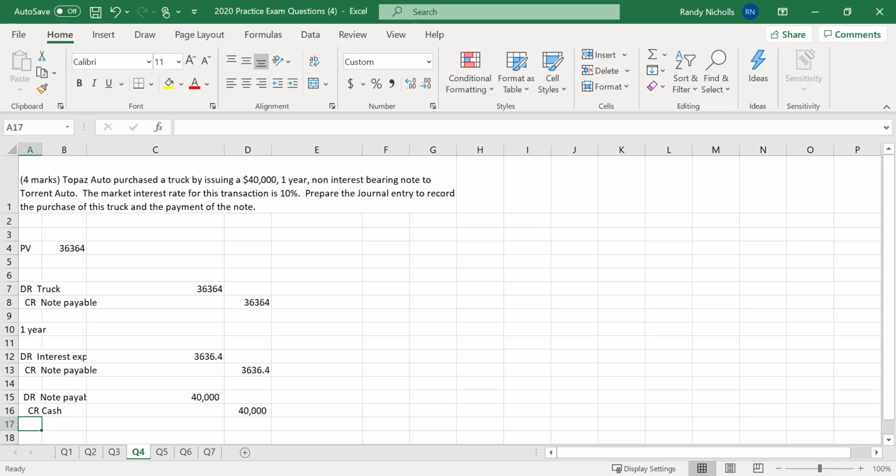Okay, so be able to do simple present value calculations. Realize you have to do a present value calculation if it's non-interest bearing and a year or more in length. And yeah, record your interest over time. Watch the months. I mean, this was easy in that we didn't have a year end or any accruals, but that would be fair game as well.